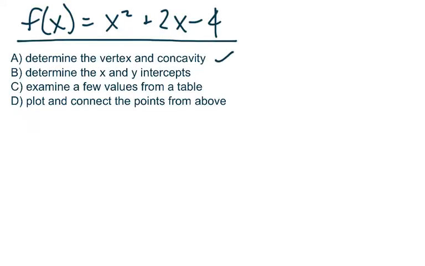Does it open up or down? It will be a parabola, obviously. Determine the x and y-intercepts. So at what point does the equation cross the x-axis and what point does it cross the y-axis, if any? Examine a few values from a table to help you get a more precise graph, and then plot and connect the points from above.